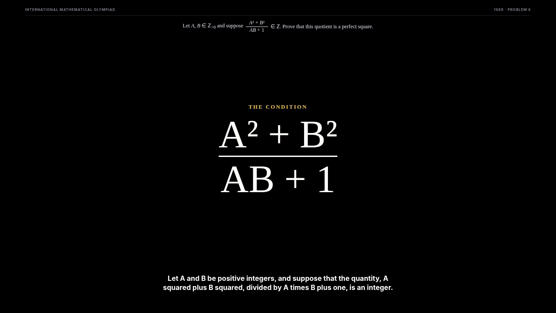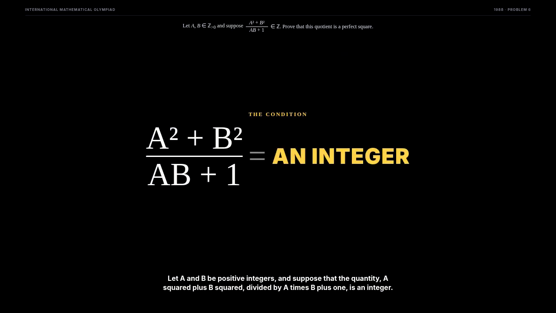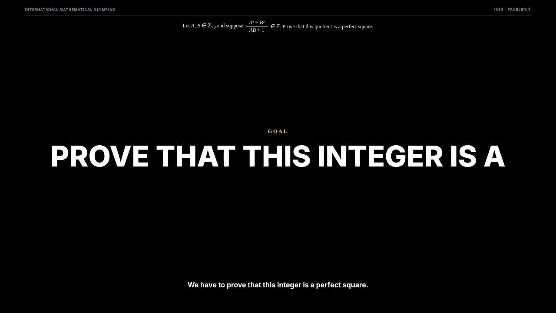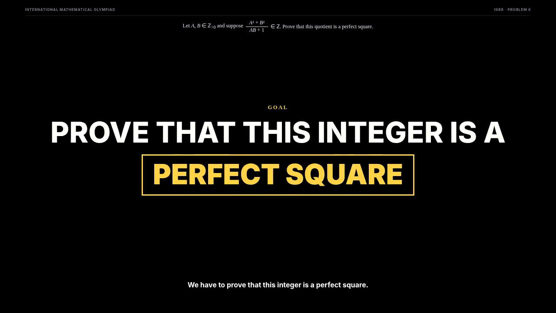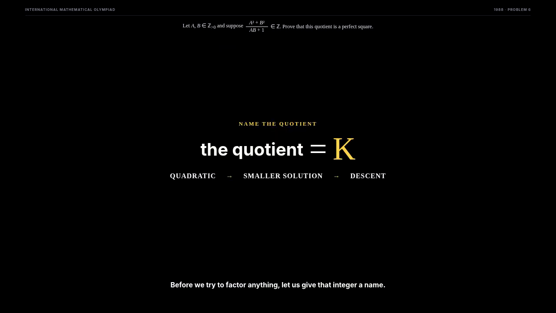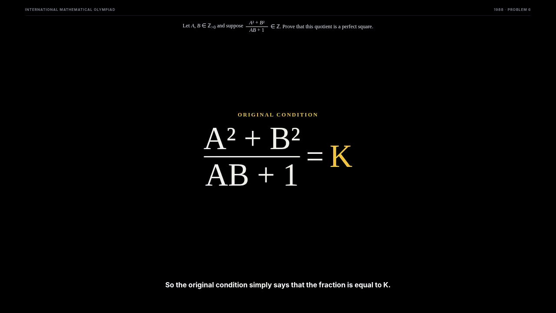Let a and b be positive integers, and suppose that the quantity (a squared plus b squared) divided by (a times b plus 1) is an integer. We have to prove that this integer is a perfect square. Before we try to factor anything, let us give that integer a name. Call it k. So the original condition simply says that the fraction is equal to k.